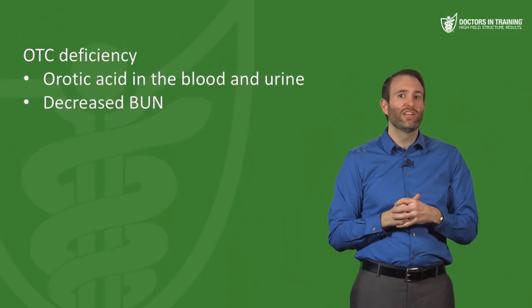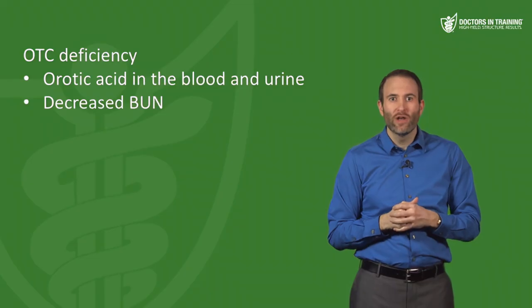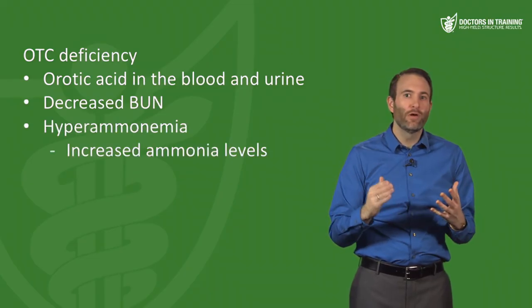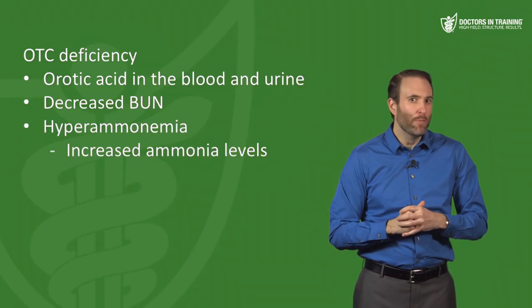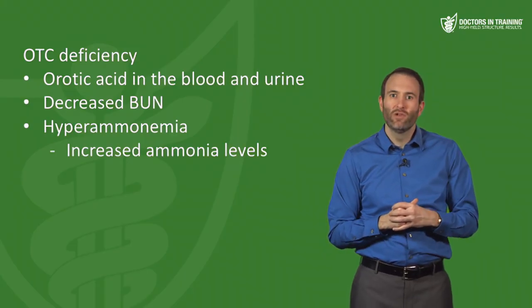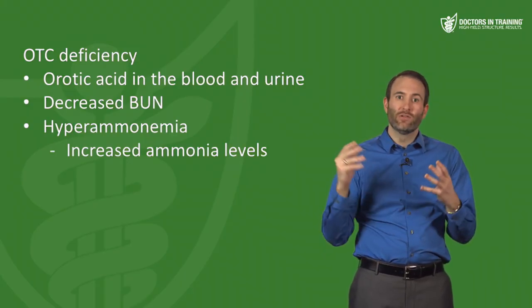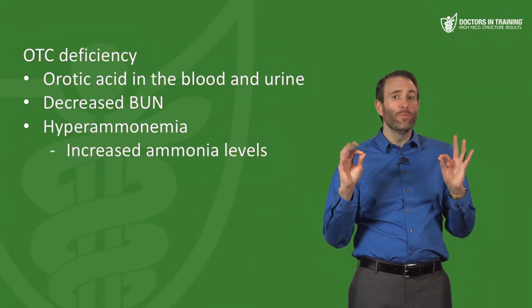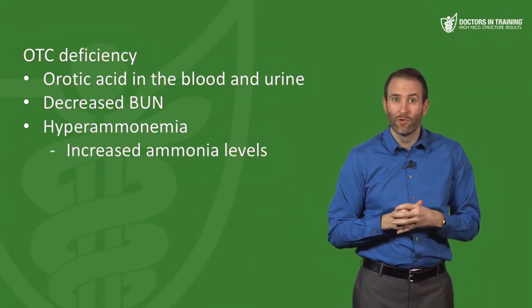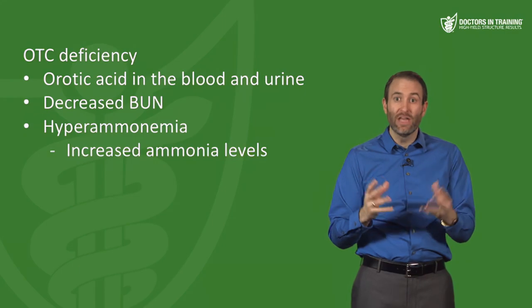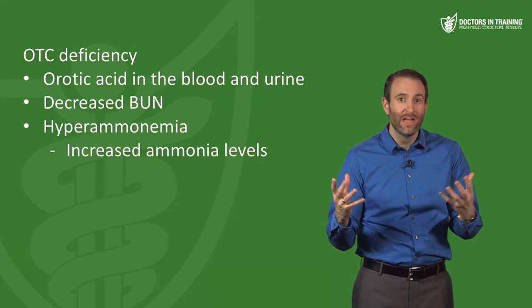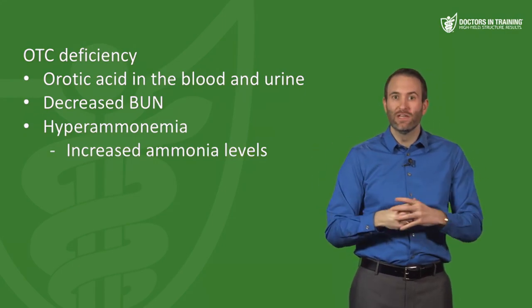So with ornithine transcarbamylase deficiency, you're going to have symptoms of hyperammonemia, so elevated ammonium levels. You can have elevated ammonia levels either from a particular urea cycle enzyme deficiency or because the cell responsible for the urea cycle is damaged, and this is specifically the hepatocyte. So if you have liver disease, that can cause that hyperammonemia as well.